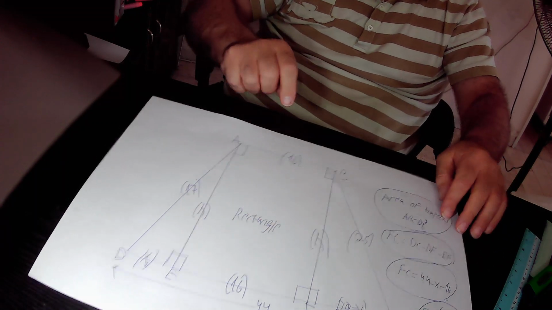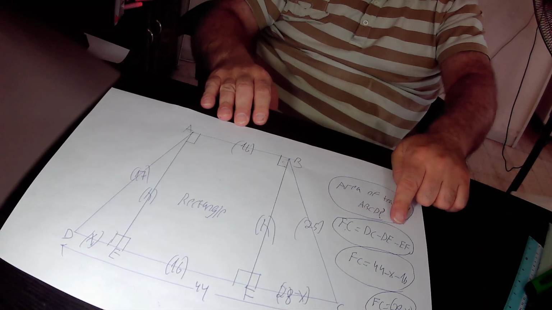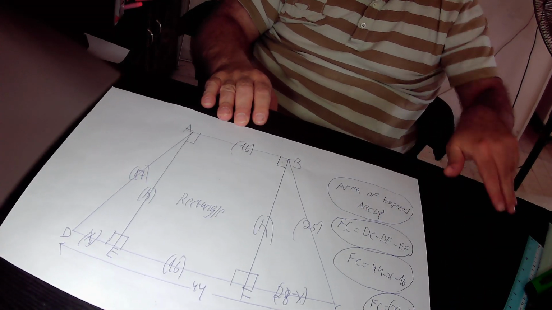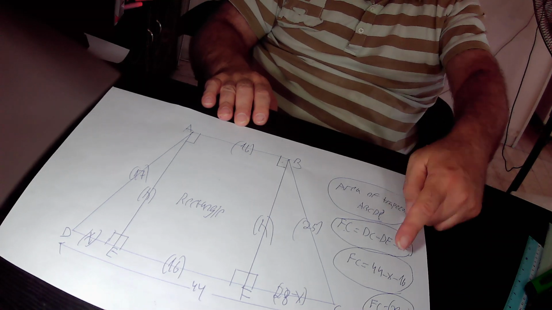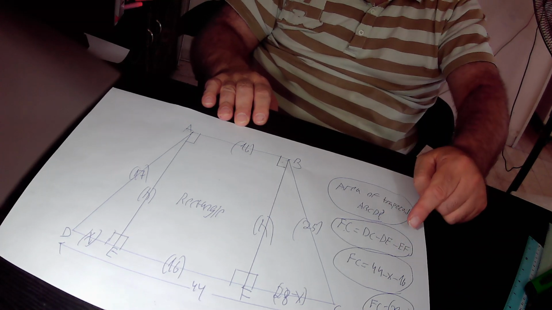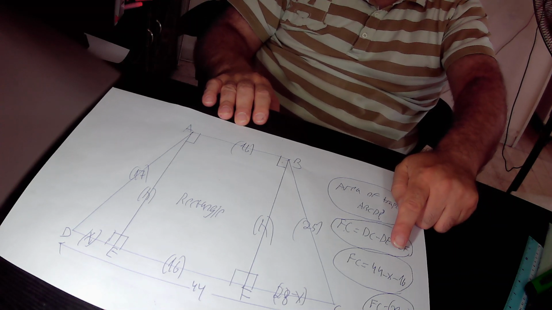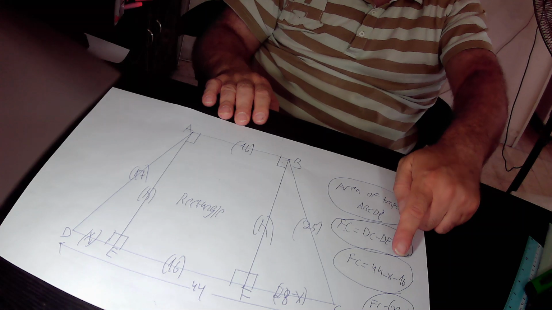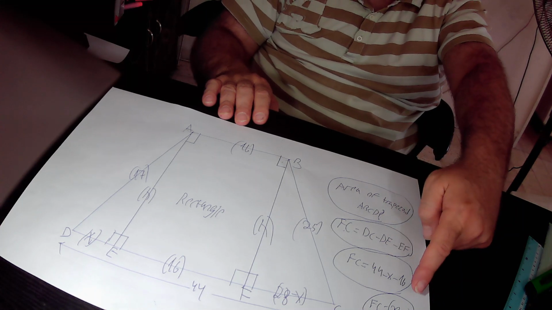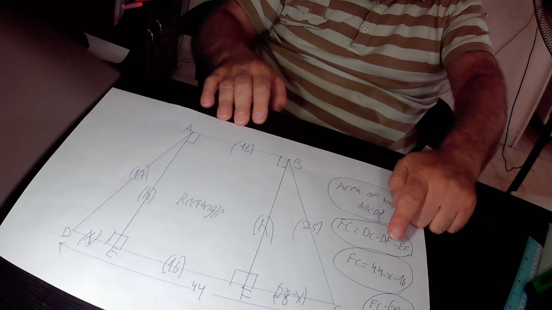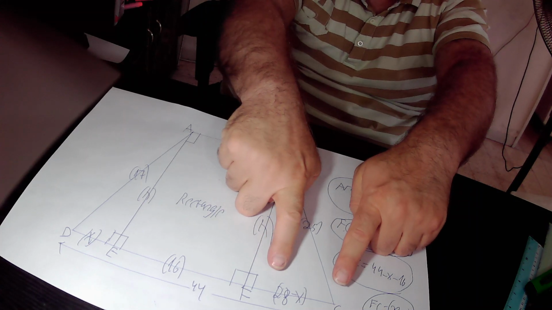Again, FC in total equals DC minus DE minus EF. So FC equals DC, that is 44, minus DE, that is X, minus EF, that is 16. So in total FC equals 44 minus X minus 16. 44 minus 16 is 28, so this expression equals 28 minus X. That is to say, the length of this line segment FC is 28 minus X units.